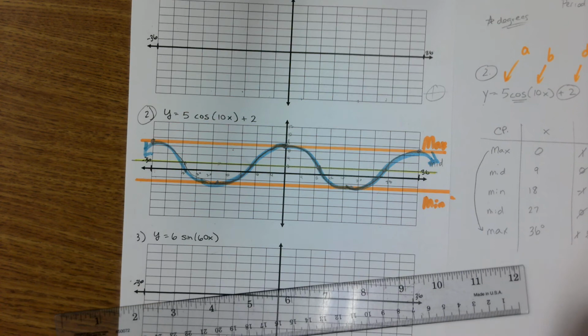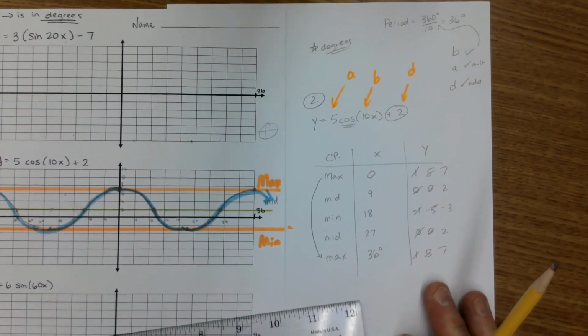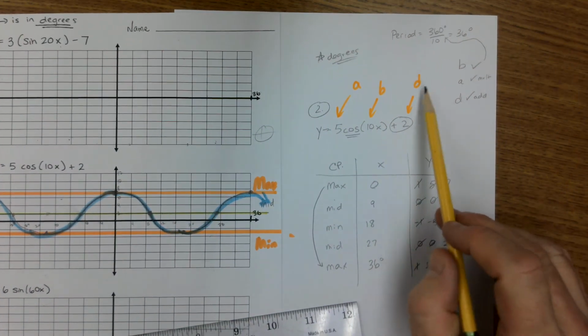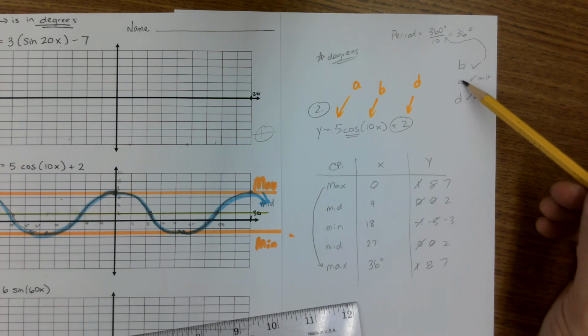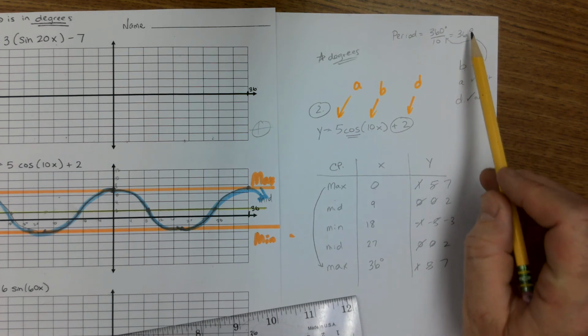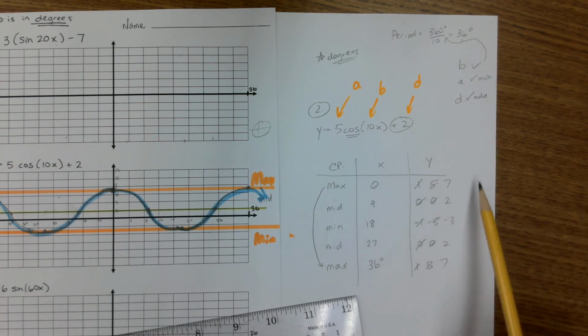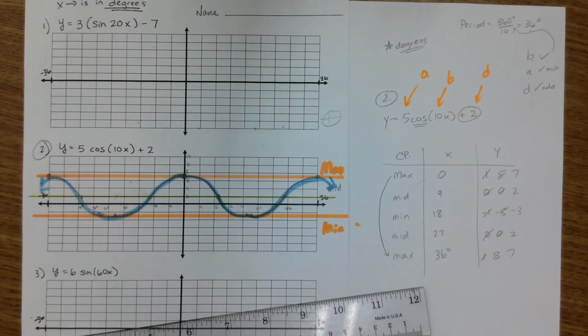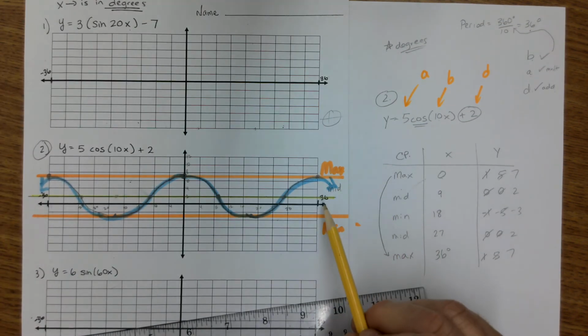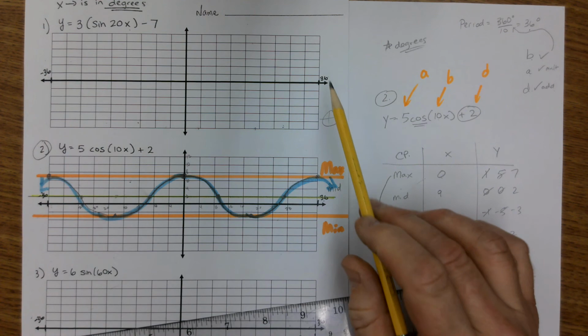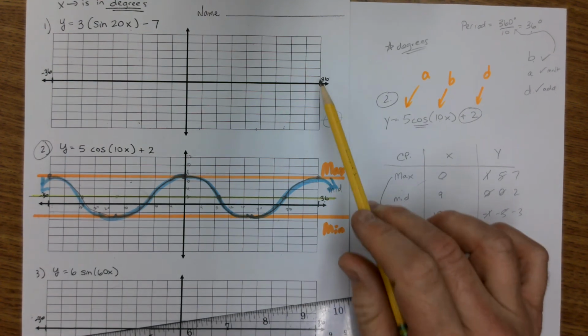So the key is to do all of these parts here: the B part, the A part, the D part. Use the formula, multiply and add, get your table, draw your cosine. This will always be scaled for you on this worksheet. It's always 36. You can't change that.